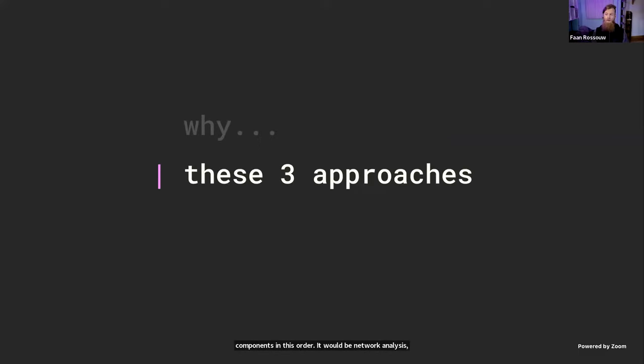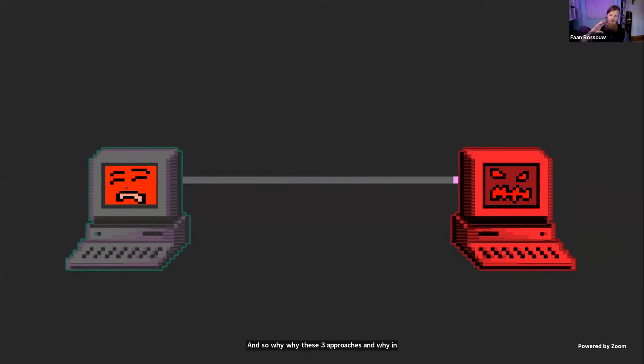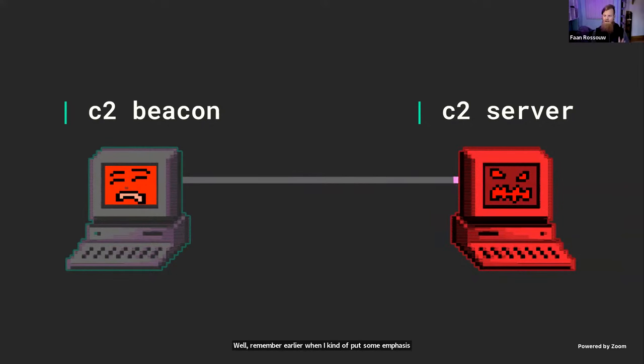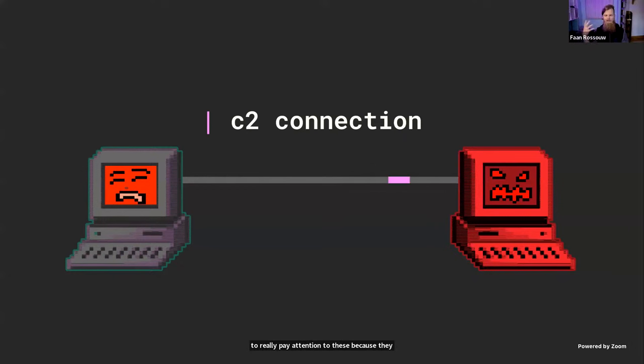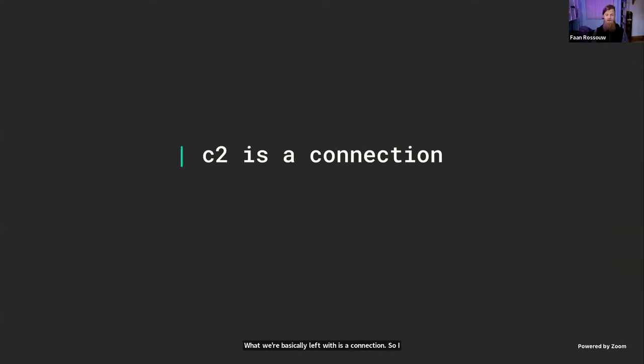And so why these three approaches and why in this order? Well, remember earlier when I put some emphasis on the C2 beacon and the C2 server, I said I want us to really pay attention to these because they facilitate the C2 connection. And so why is the C2 connection so important? Well, I want to propose that one way we can think of C2, if we strip away all the complexity and nuance and all the layers of abstraction and boil it down to its essential prima materia, what we're basically left with is a connection. So I think one useful way to even think of C2 is C2 is a connection.